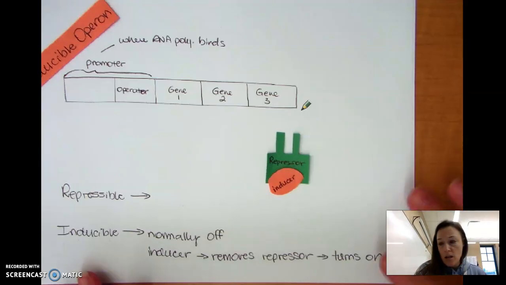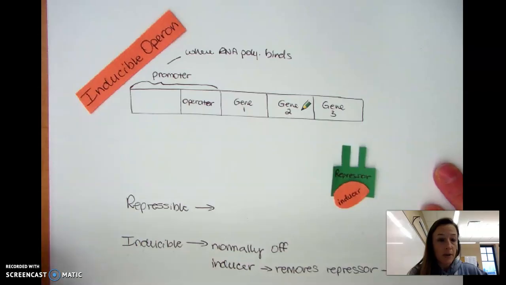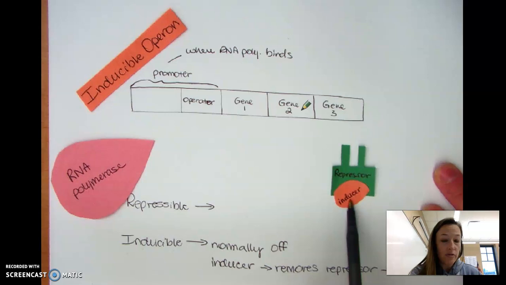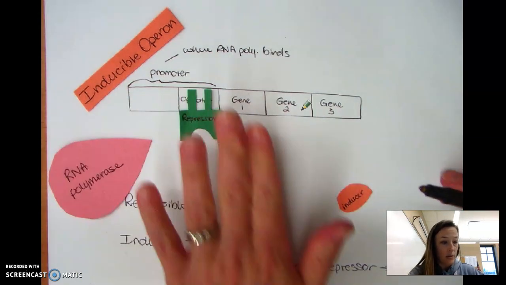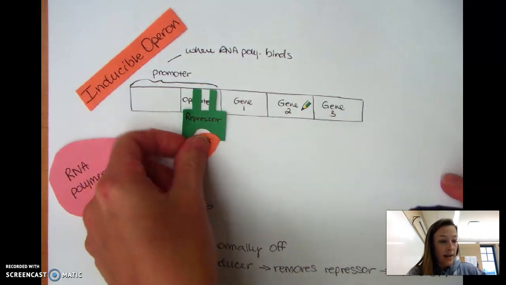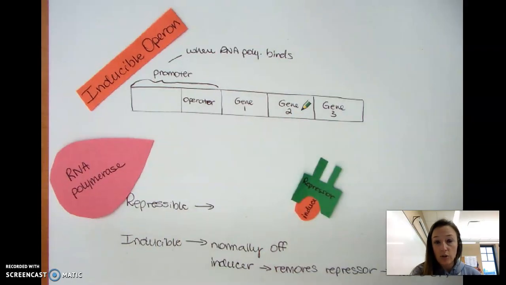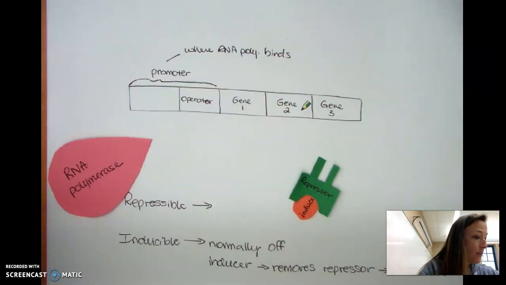So I can explain the functions of the components. The components are the promoter, which is where the RNA polymerase binds, the operator, which is where the repressor is bound, and the inducer, which binds to the repressor. So again, the repressor is here in your normal inducible operon. The inducer binds to it, pulls it off, and now the gene is turned on. So those are the three main parts: the promoter, the operator, and the repressor, or I guess the inducer.